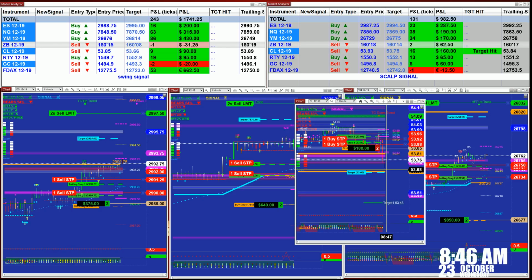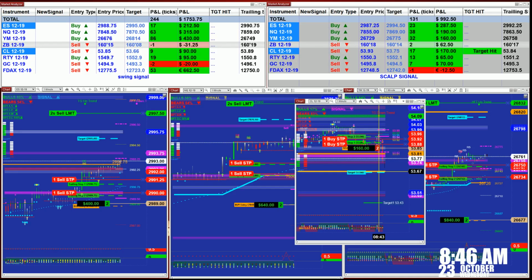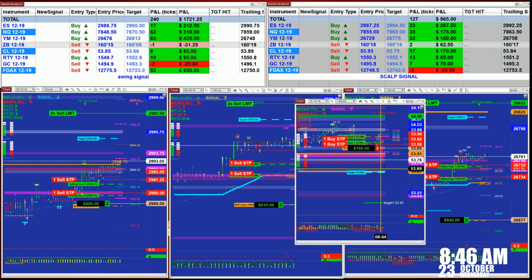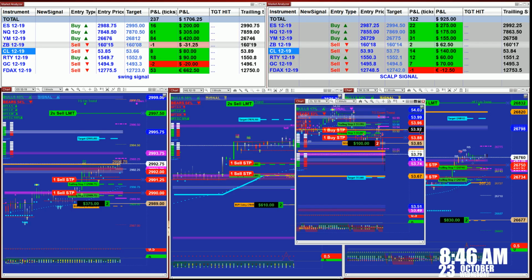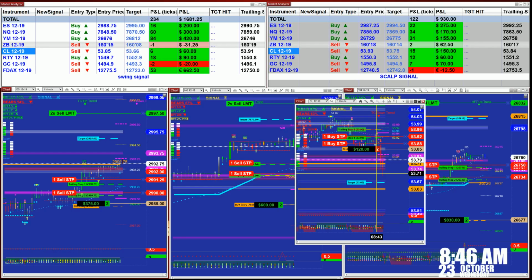You see, we missed one tick. The system estimated 53.67, and we came in at 53.69. Actually, we missed two ticks. I mean, it cannot be 100% every time. Sometimes we miss one tick or two ticks, so that's why I prefer the ATM over the automated.